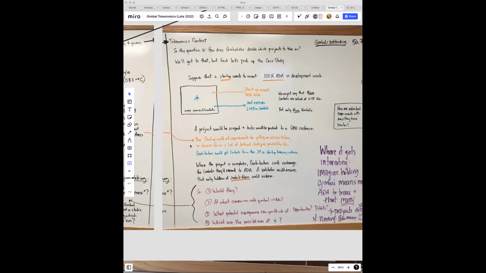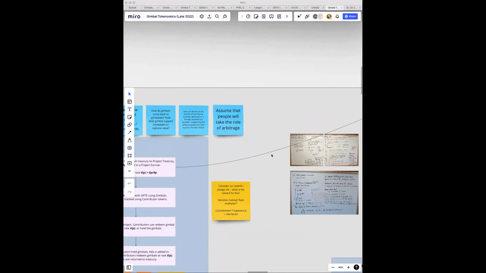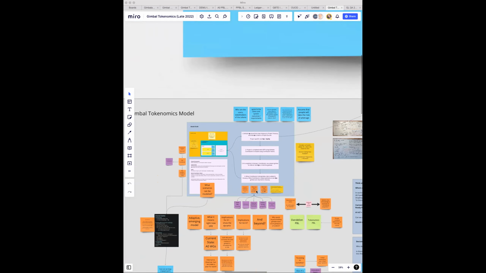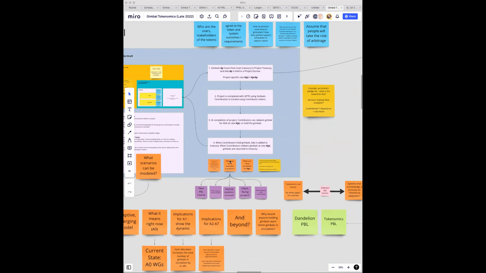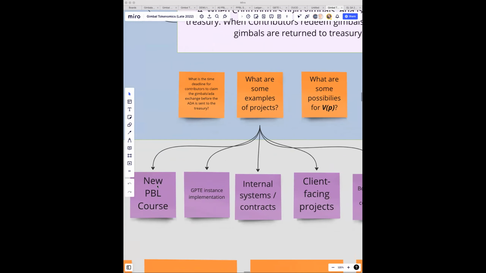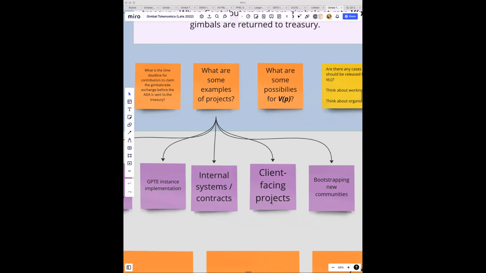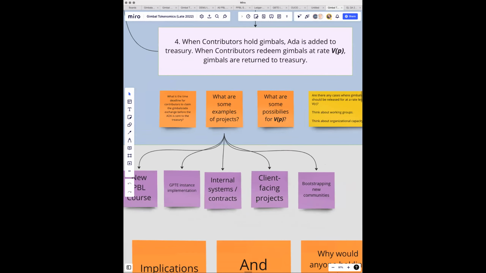Totally. Okay, and so consulting. What's an example of a project? It's not just a dev project. It may be PBL courses as a product. It may be simply helping somebody spin up their GPT instance. Of course, it can be client facing. Maybe it's just running live coding sessions for other communities, running playground sessions for other communities. I think there's a lot of examples of value here.